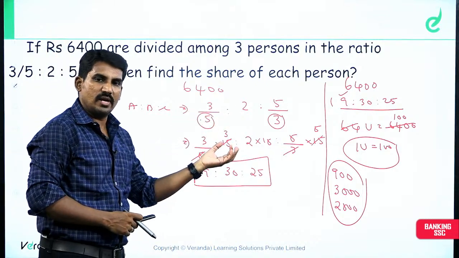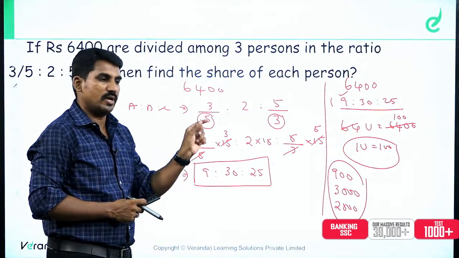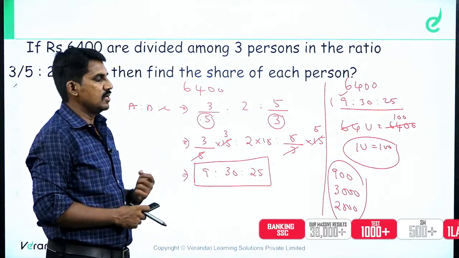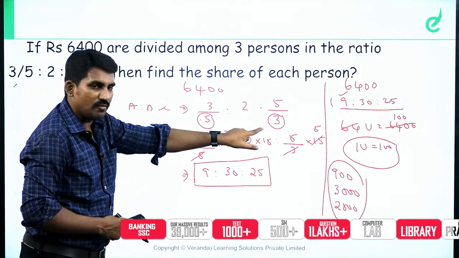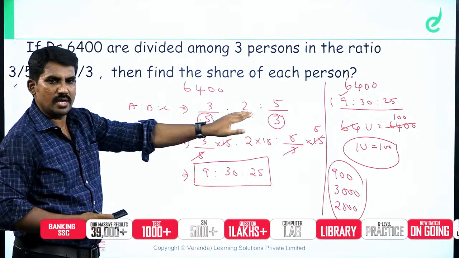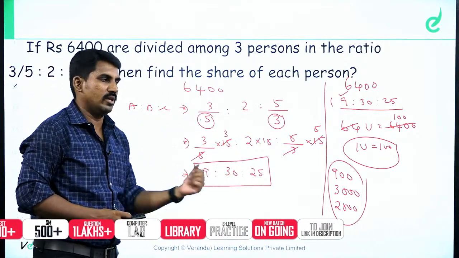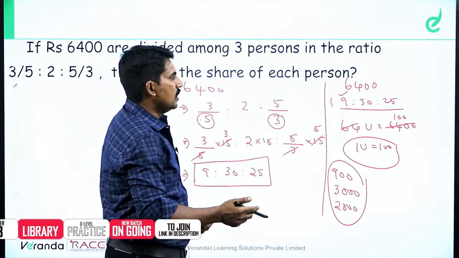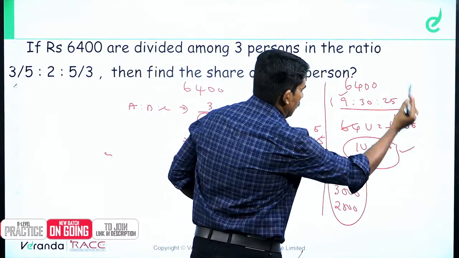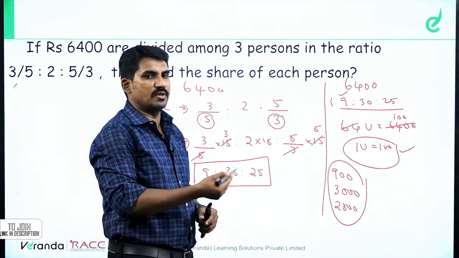In the previous question, 3 ratios were given directly and we solved directly. Whenever a ratio is given in decimals, we have to convert it into whole numbers. Whenever a ratio is given in fractions also, we have to convert it like this. Take the common multiple of the denominators, multiply with each ratio value, and the denominators will automatically be removed. Then write down the remaining carefully. The total is 6,400, so 1 unit is 100: 9 units is 900, 30 units is 3,000, 25 units is 2,500.